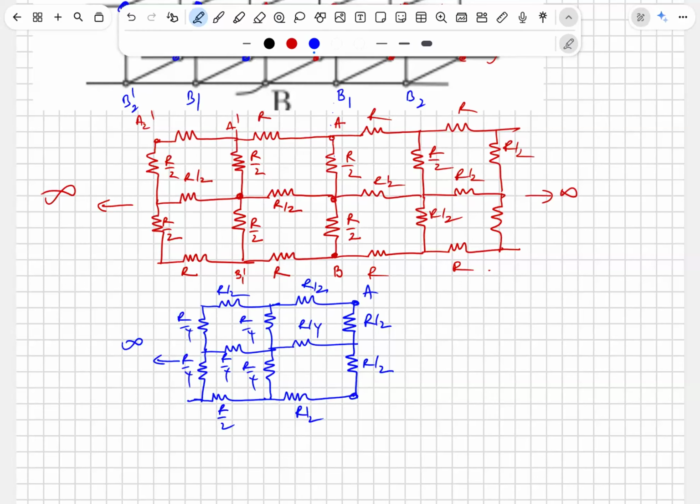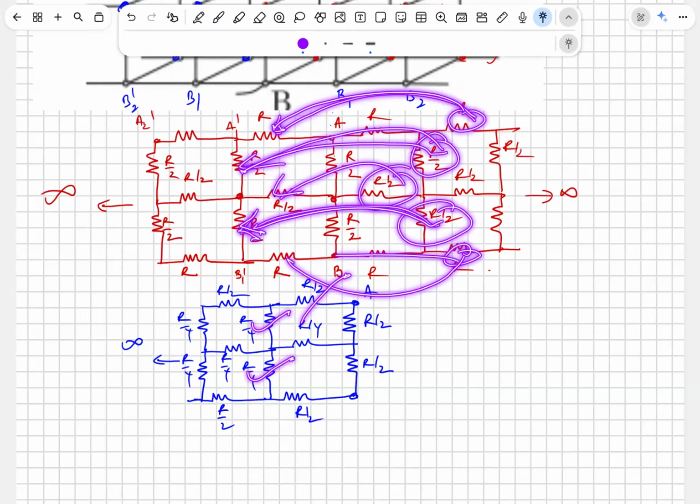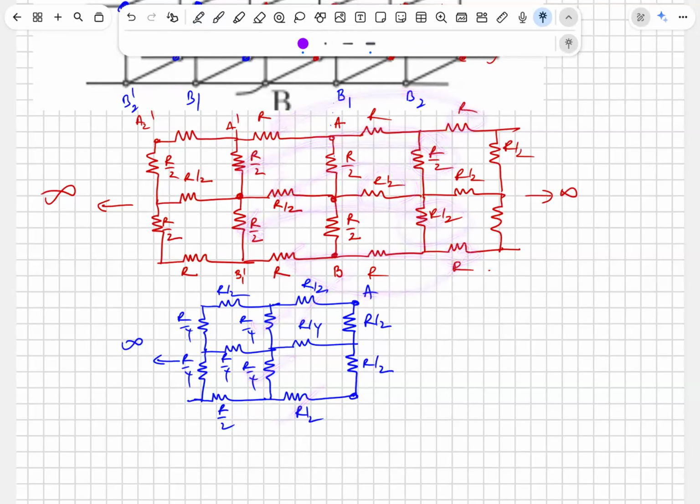When you fold, overlap, overlap, overlap, overlap, overlap. Check once. This will result R by 2. This will result R by 4. This will result R by 4. This will result R by 2.